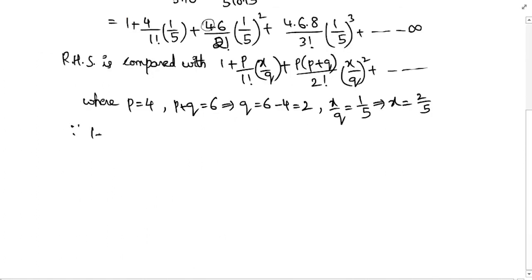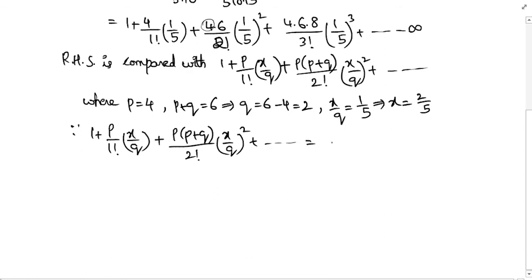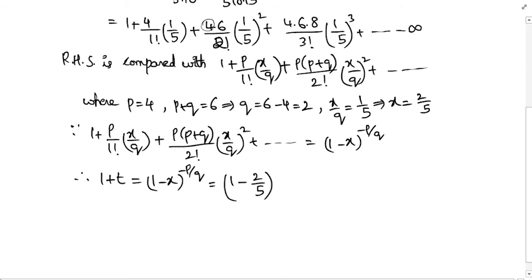Since 1 plus p by 1 factorial into x by q plus p into p plus q divided by 2 factorial into x by q whole square plus so on is equal to 1 minus x whole power minus p by q, therefore our expression 1 plus t is equal to 1 minus x whole power minus p by q. That means it is equal to 1 minus 2 by 5, our x is 2 by 5 here, whole power minus 4 by 2.